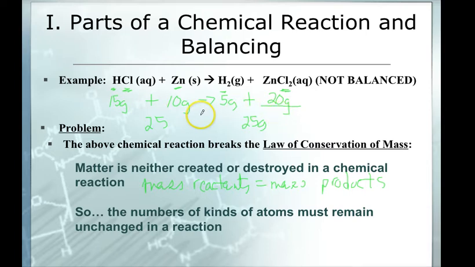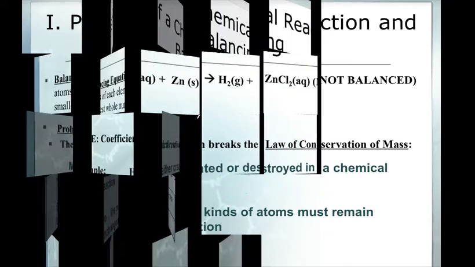Now, do we have to use these numbers? Absolutely not, because we know that if we have the same number of H's on both sides and the same number of chlorines on both sides and the same number of zincs, those numbers will automatically come out correct. So we don't really need to work with those numbers, but they do sometimes ask you to make sure you understand that the mass of the reactants is the same as the mass of the products.